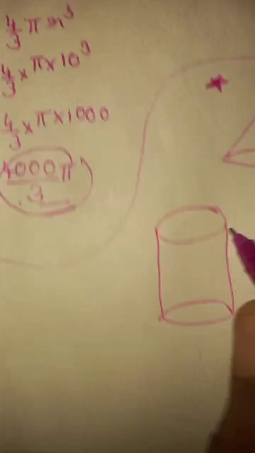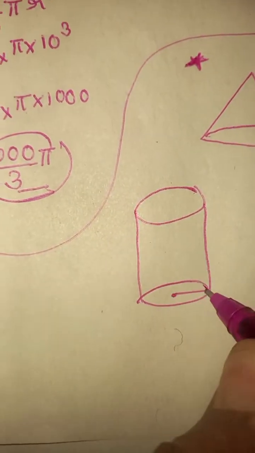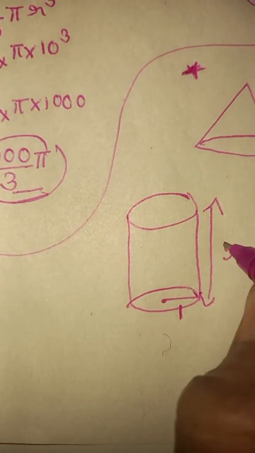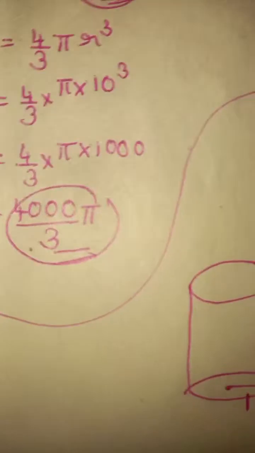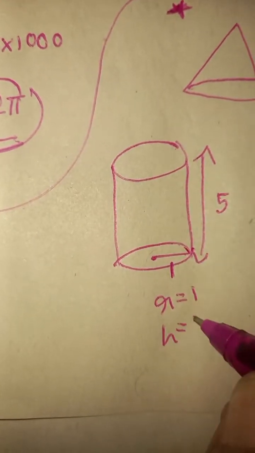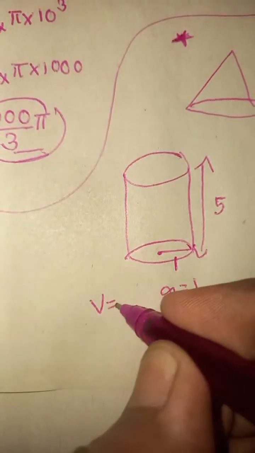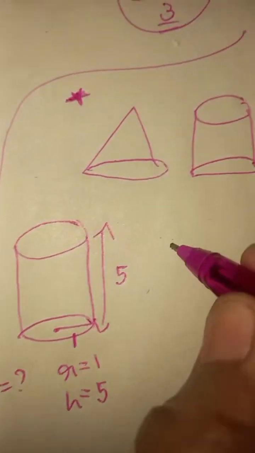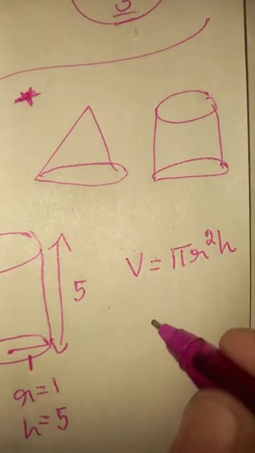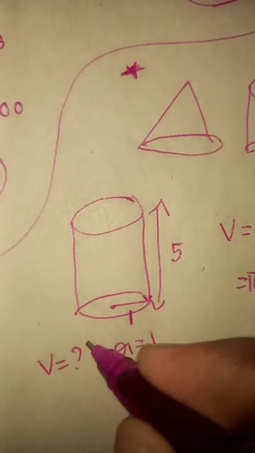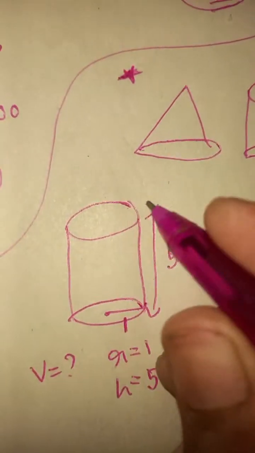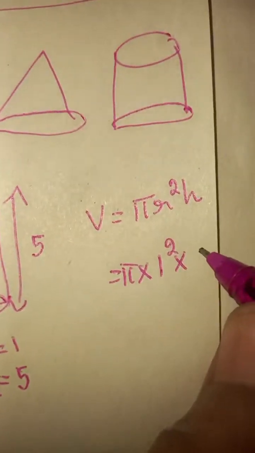In this cylinder, they have given the base radius as 1 unit and the perpendicular height as 5 units. You need to find out what's the volume. The volume of a cylinder can be written as pi r square h. So this is going to become pi times 1 square times the perpendicular height, which is 5 units.